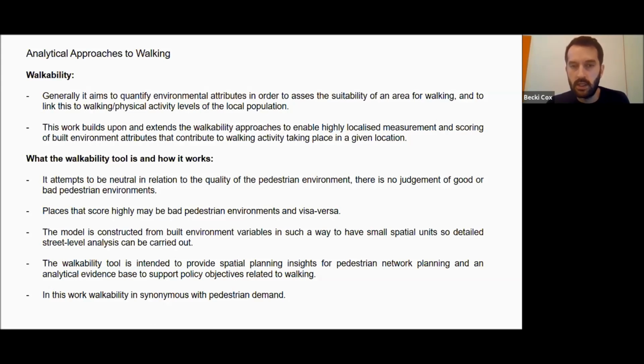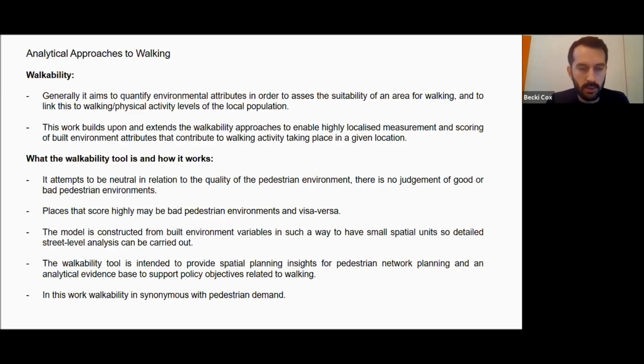The reason for doing this is to remove that variable from the base analysis, so that places where you may have quite a lot of people walking, which are very bad pedestrian environments, are highlighted, and equally places which are very nice pedestrian environments but not many people are going to walk in because there's not many reasons to, won't be highlighted in the analysis, because those aren't necessarily the most important spaces for pedestrian activity. Overall, the idea is to provide spatial planning insights for pedestrian network planning, zone identification, and as a general analytical evidence base to support policy objectives.